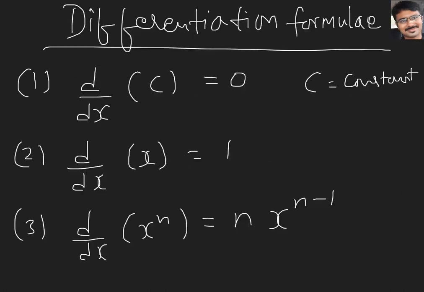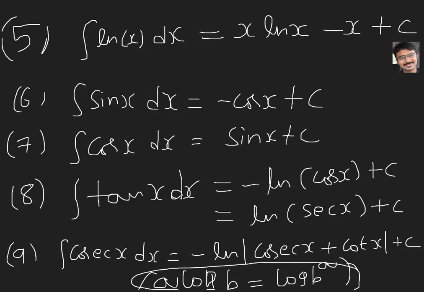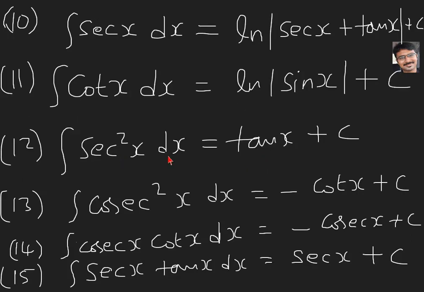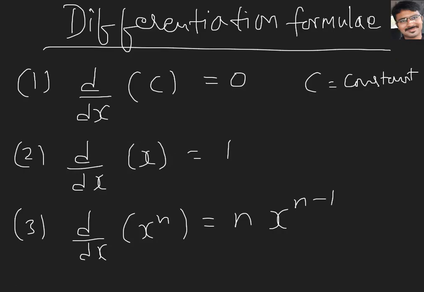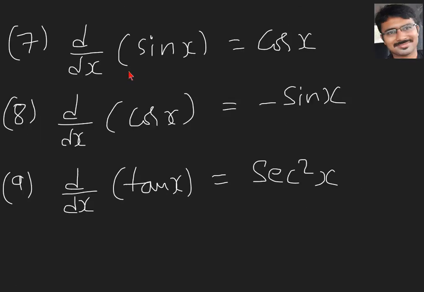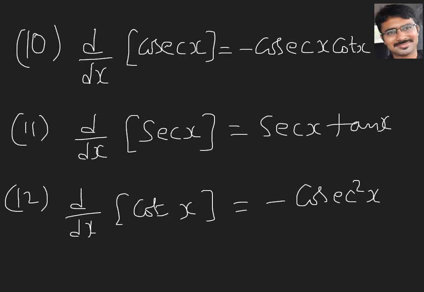Where did we get this formula, sir? We already discussed it here. Integral sin x dx is minus cos x, integral cos x dx is sin x, integral secant square x dx is tan x. Similarly, d by dx of sin x is cos x means integral cos x dx is sin x. d by dx of cos x is minus sin x means integral sin x dx is minus cos x. d by dx of tan x is secant square x means integral secant square x dx is tan x. Like that we can compare these things.